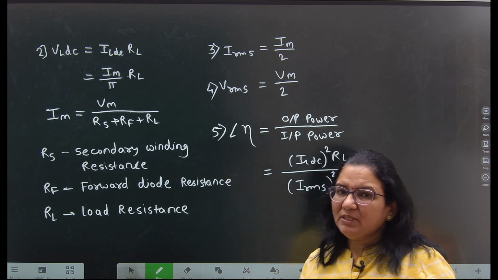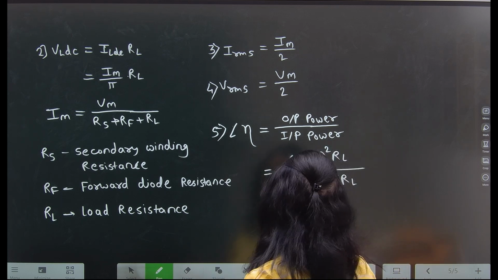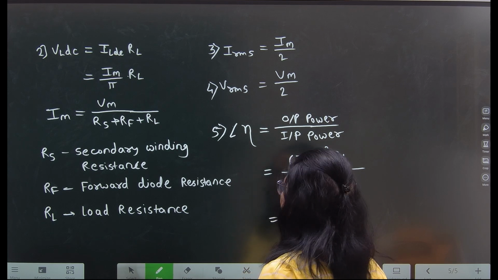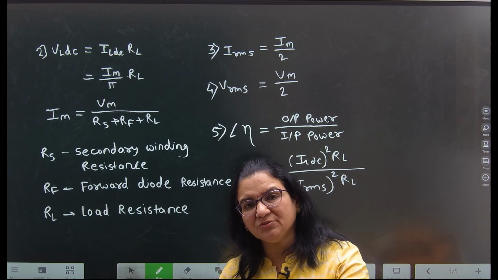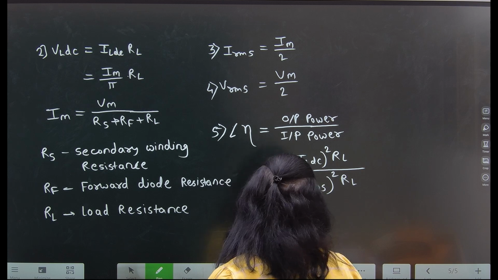If we calculate the efficiency in half wave rectifier, then it is only 40%. And this efficiency is very low compared to full wave and bridge wave rectifier. So next we'll see the full wave rectifier.